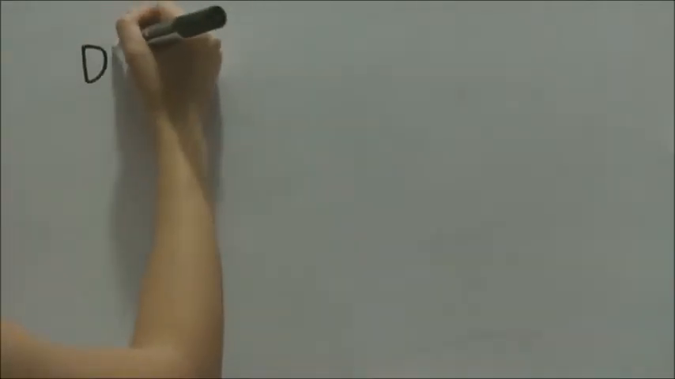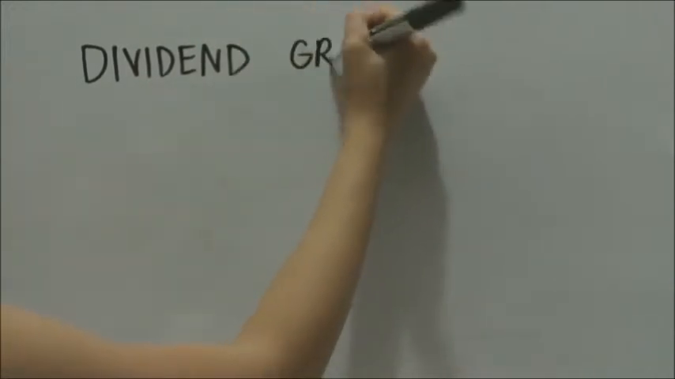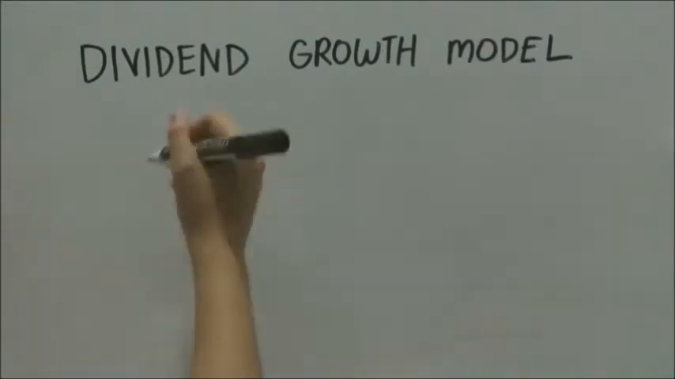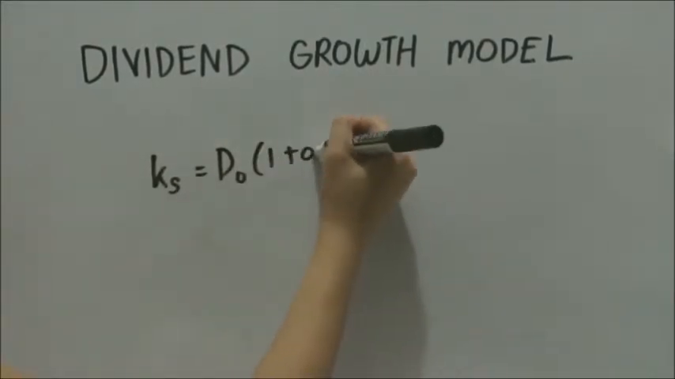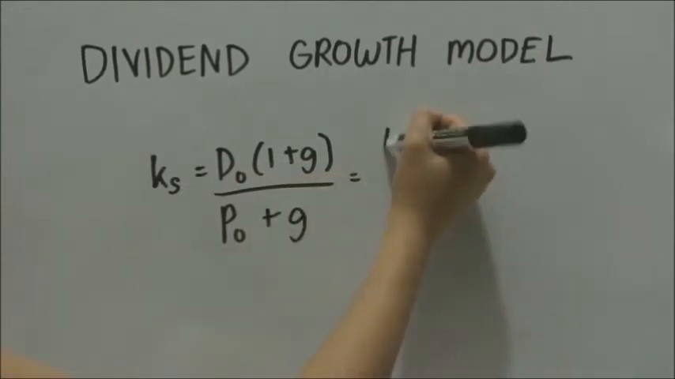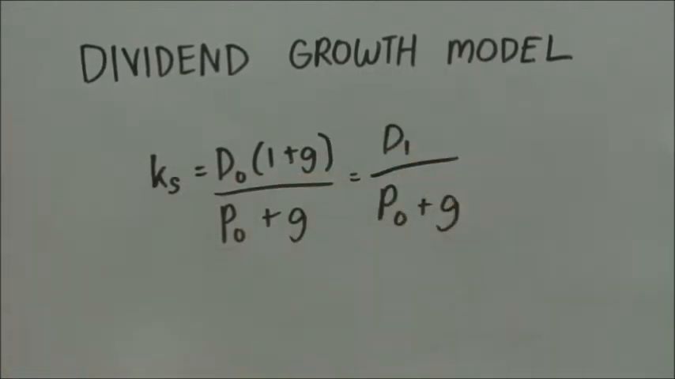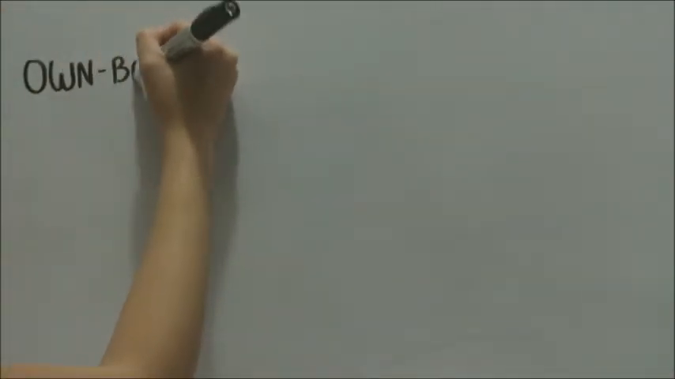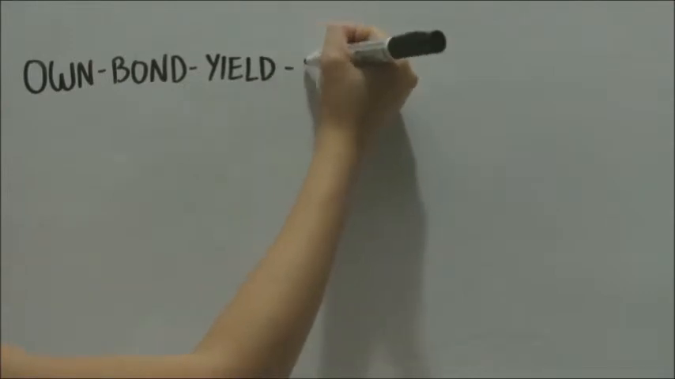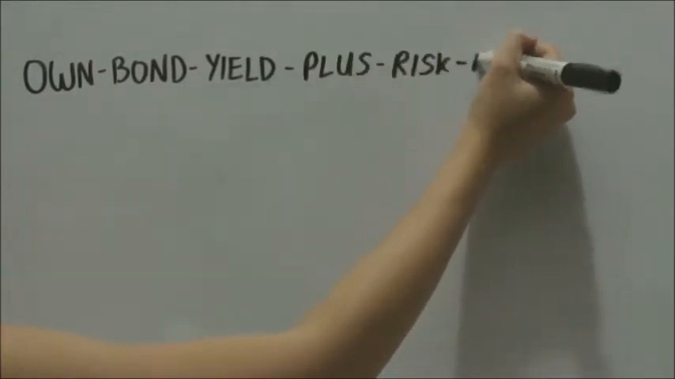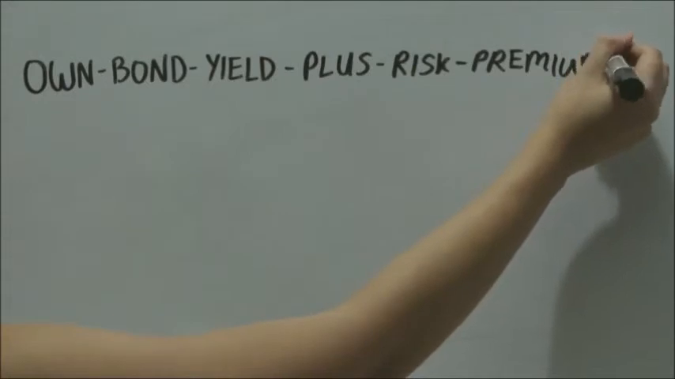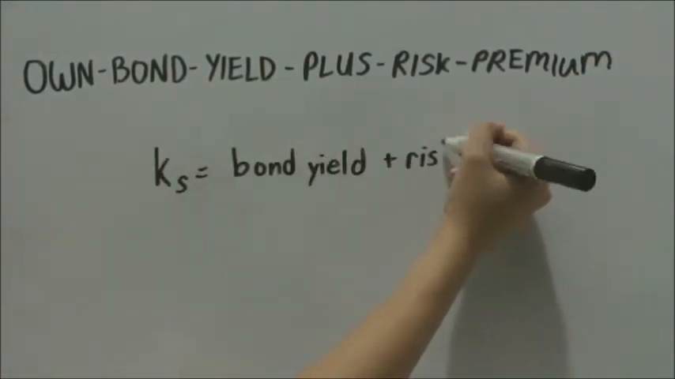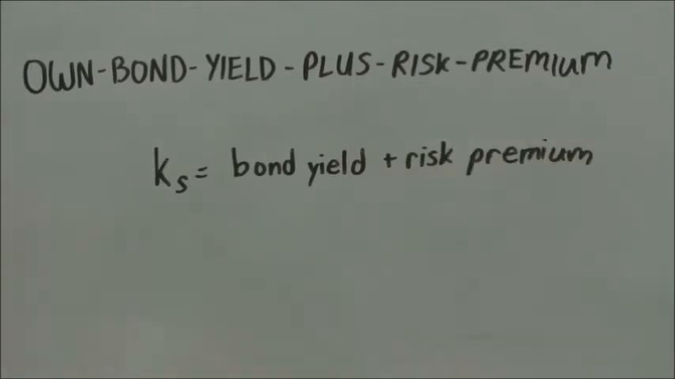The second way to determine cost of common equity is through the dividend growth model, or DCF. We will use this equation. We can see that investors expect to receive a dividend yield, D1 over P0, plus a capital gain, G, for a total expected return. Lastly, we can use the own-bond yield plus risk premium to compute the cost of common equity. As the name states, KS is computed by adding the bond yield, KD, and the risk premium, RP.